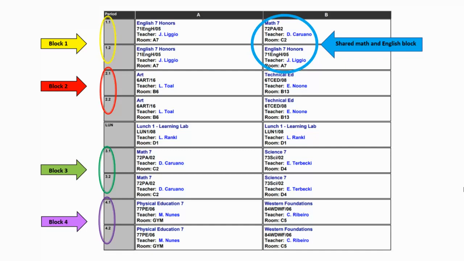So you can see period 1.1 and period 1.2 on this schedule are all the same class, the block 1 class, which in this case is English 7 honors. But on the block B1 class, you'll see the split or shared block, where the student will have math for the first half of the block, and partway through will change to their English class and complete the block in English. Every student will have this cheat sheet available to them on our website, so when you get your class schedule at the end of August, you can use this to help you read your schedule.